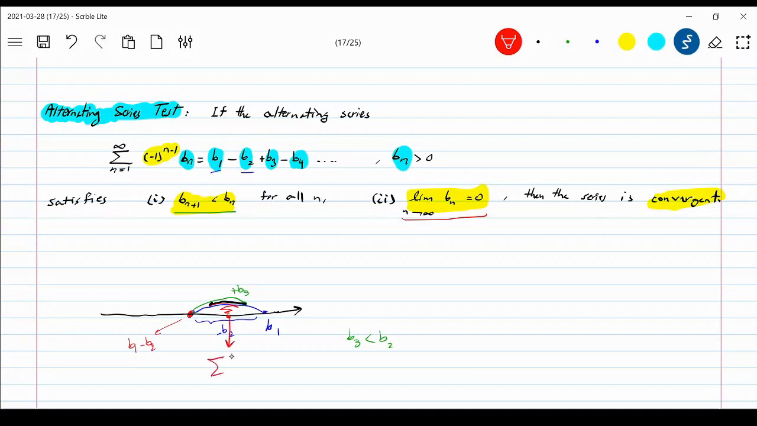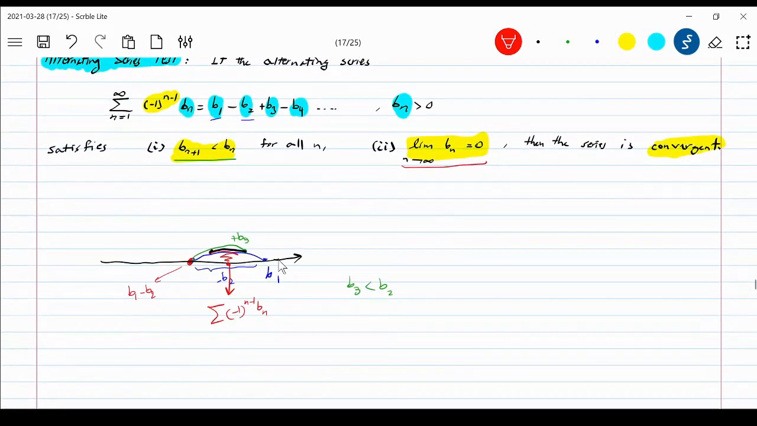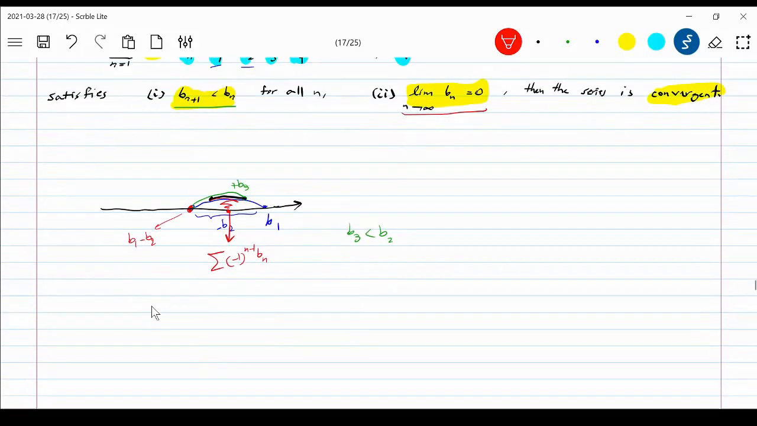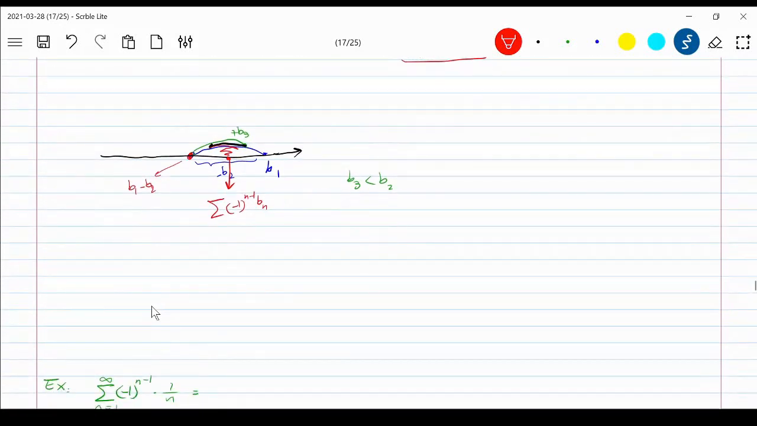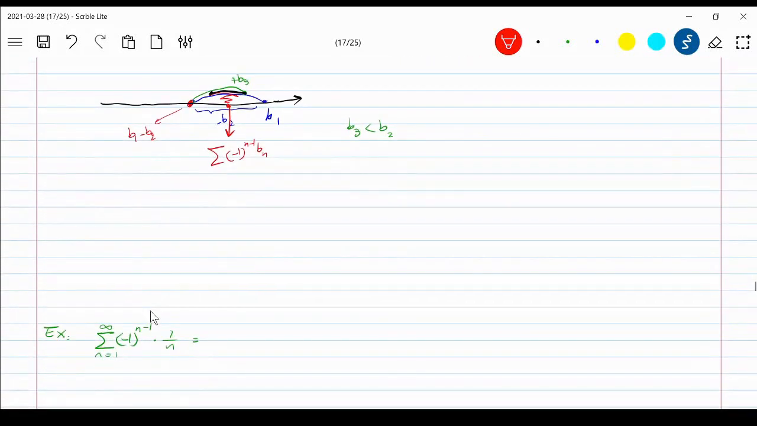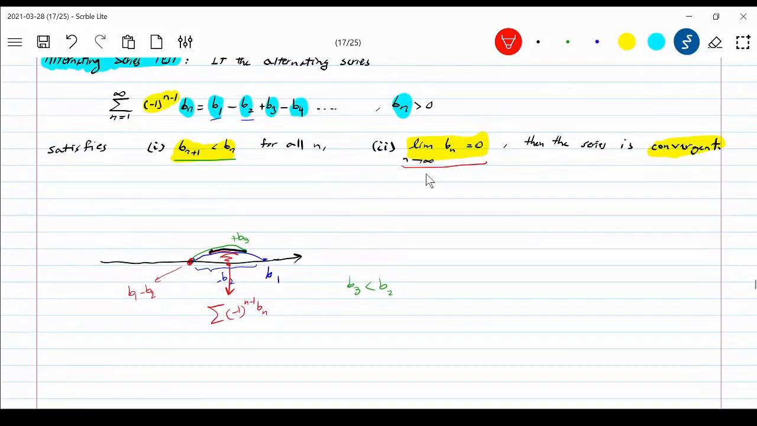This is basically the sum of negative 1 to the power n minus 1 times bn. This is where you will end up. So these two assumptions are just to create the motion so that you end up somewhere between b1 and b1 minus b2. It's not the total proof, just a sketch to give you an idea why it's necessary to have these two conditions for convergence here.